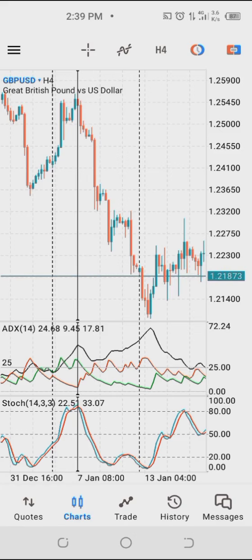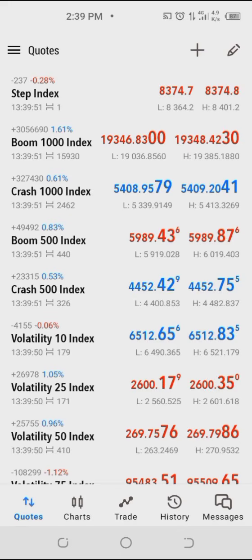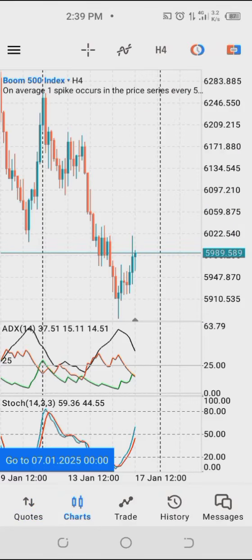Now, I'm going to show you something. This even works for your volatility indices. For those of us that are interested in Boom and Crash, this works also. I'm going to show you a chart on that. Let's say Boom 500, let me use that as an example.